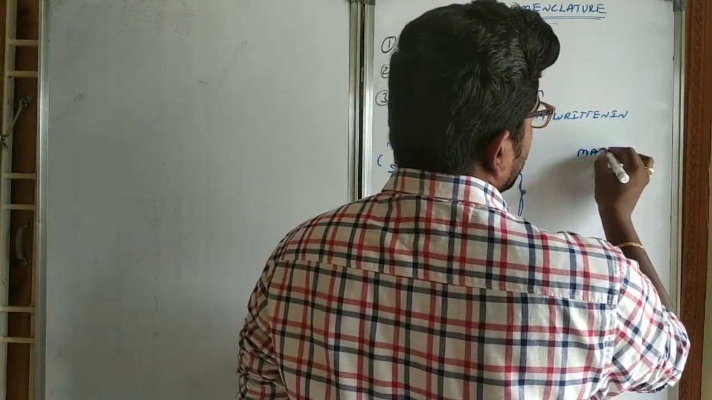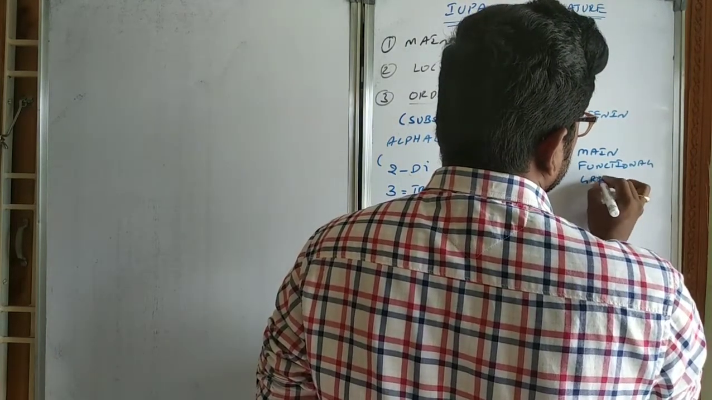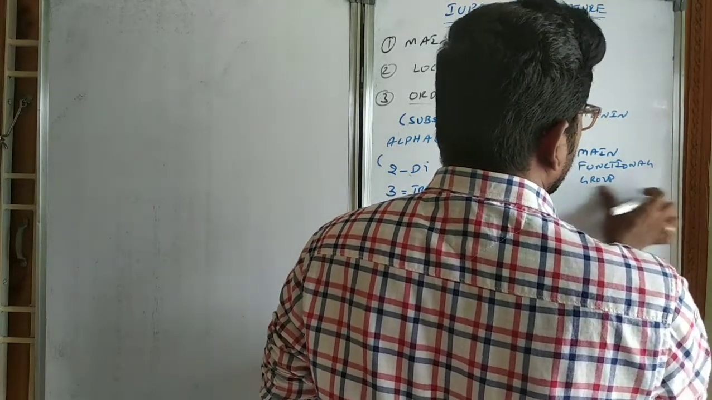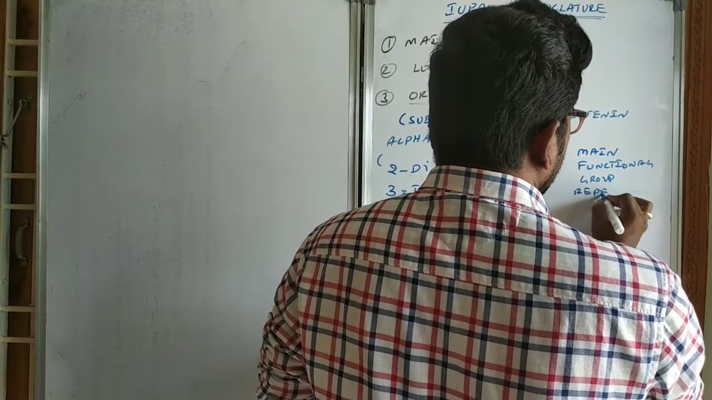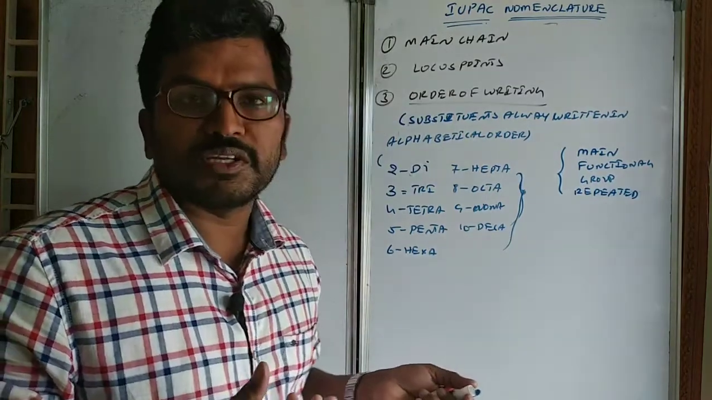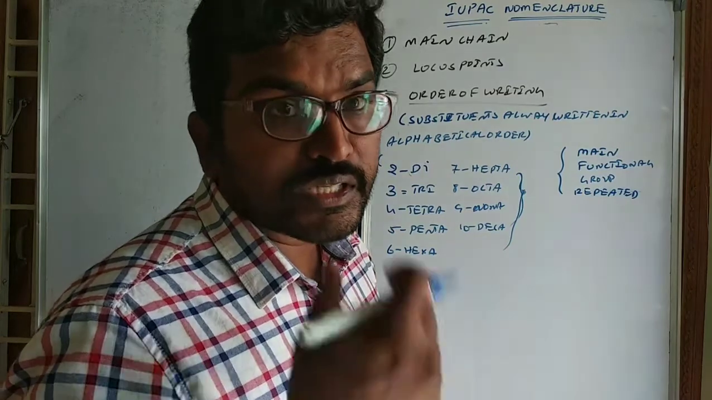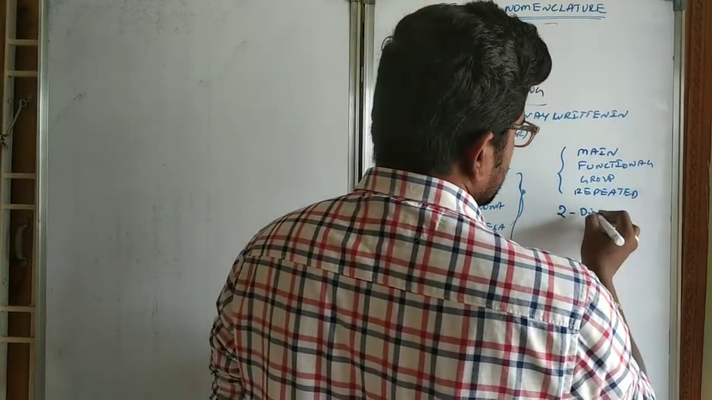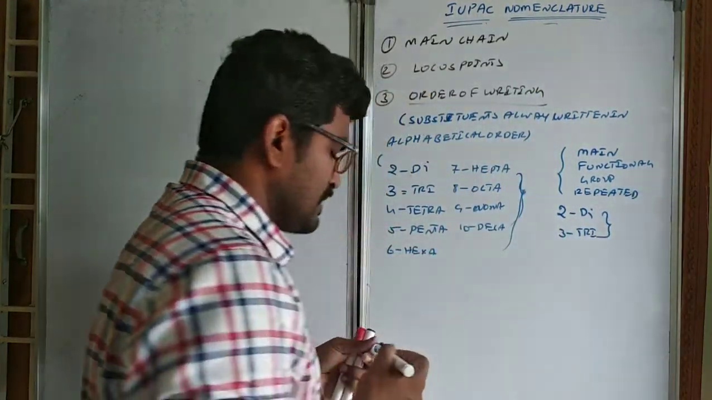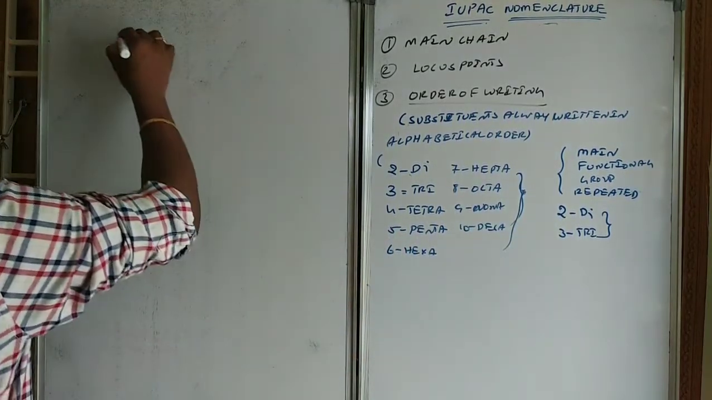If the main functional group is repeated, for example if 2 carboxylic acid groups are there, 2 aldehyde groups are there, or 2 OH groups are there, then 2 means di will come, 3 means tri will be coming. Like that we can continue. Let me tell you the examples of compounds.